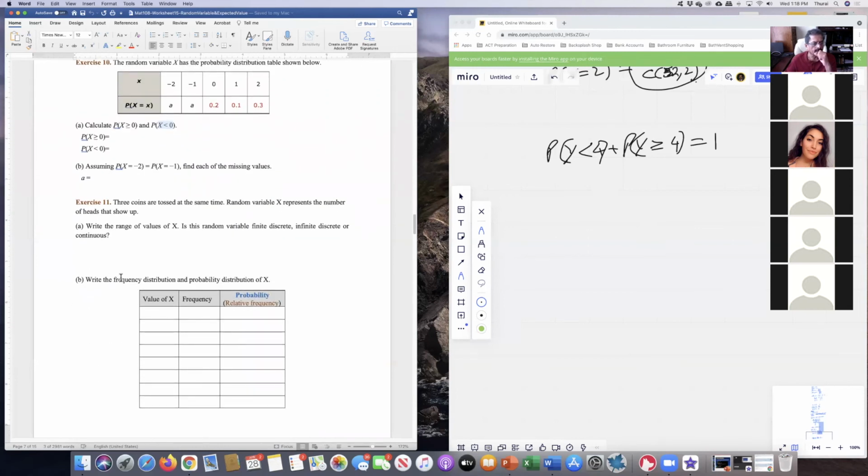Exercise 11 says 3 coins are tossed at the same time. Random variable x represents the number of heads that show up. Write the range of values of x, and then you have to determine whether it's finite, infinite, or continuous. So 3 coins are tossed at the same time. X represents the number of heads showing up. All right, so let's see.